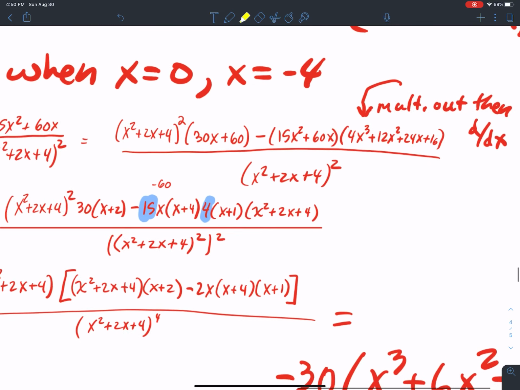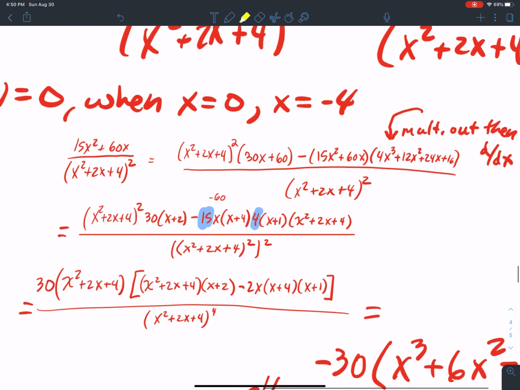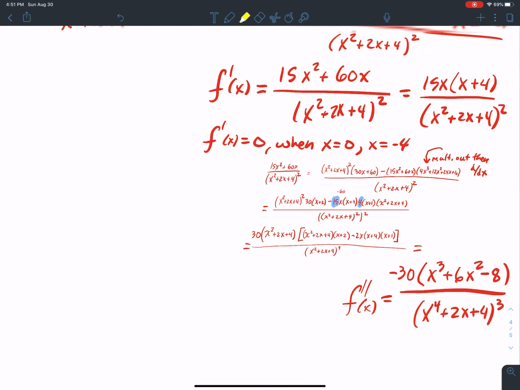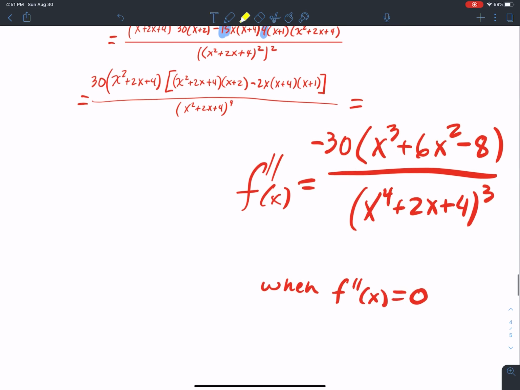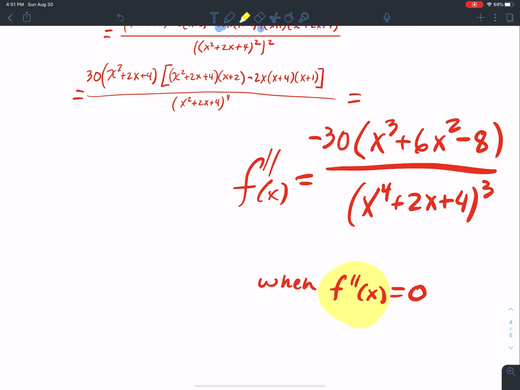I'll zoom in real quick so you can check yourself and make sure you can get it. Okay, that should be long enough to get your screenshot. And so how do we know when the second derivative is set equal to 0? I set the numerator equal to 0. Negative 30 is never going to be 0, but if I set this equal to 0, I'm going to find some roots, okay?